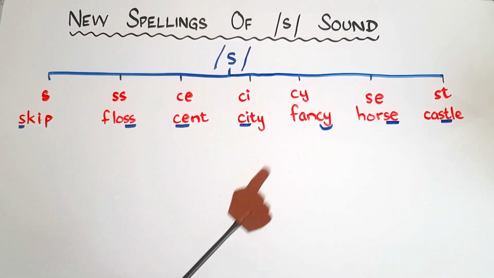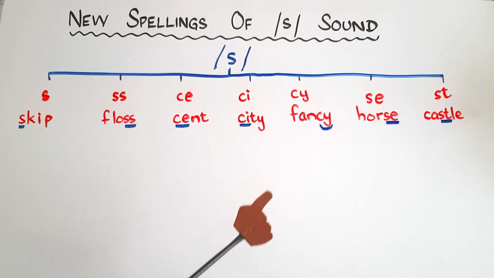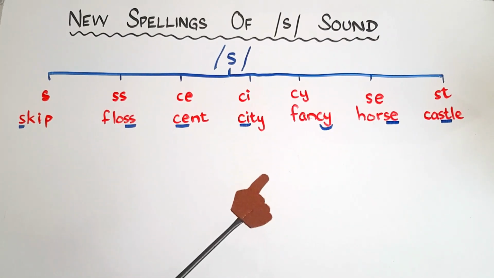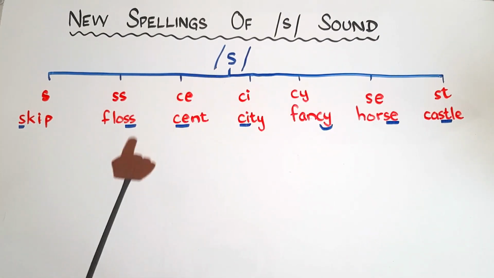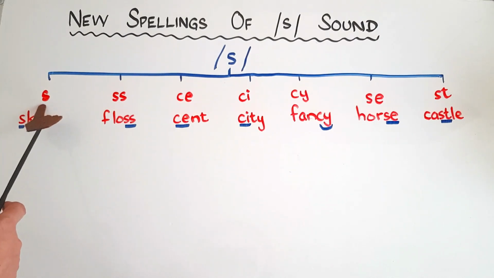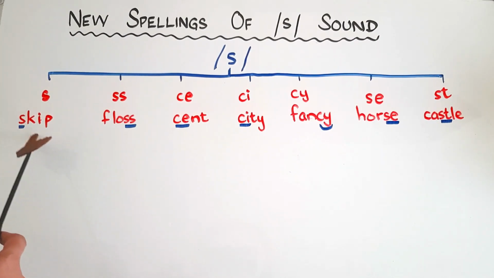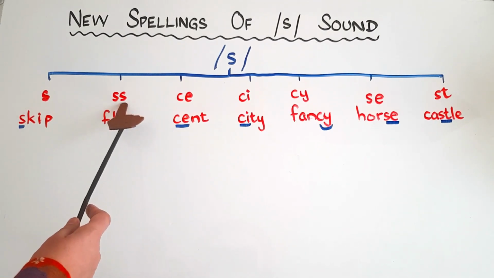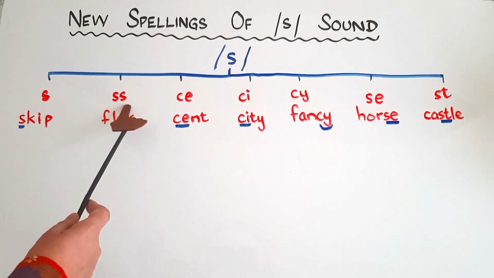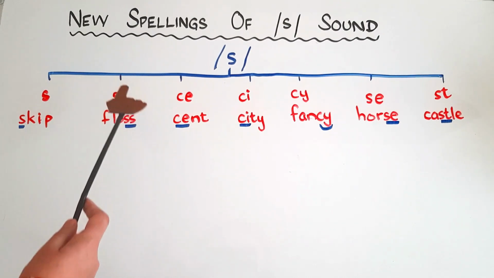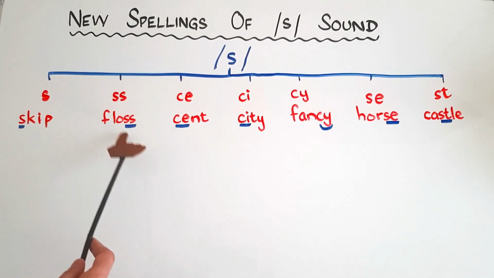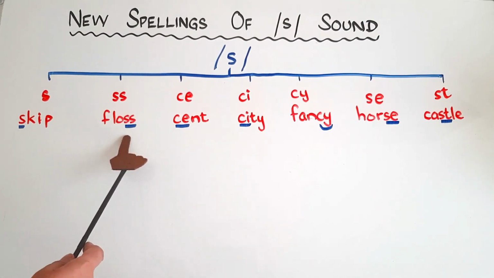So here we have some different graphemes, but they all have the same sound, that is S. The first and the most common is single letter S, that says the S sound as in skip. Then we have double letter S that comes at the end of English words after a short vowel, as in floss. This is the floss rule as well. If you want to learn this rule, I will share the link in the description box. You can check it out there.